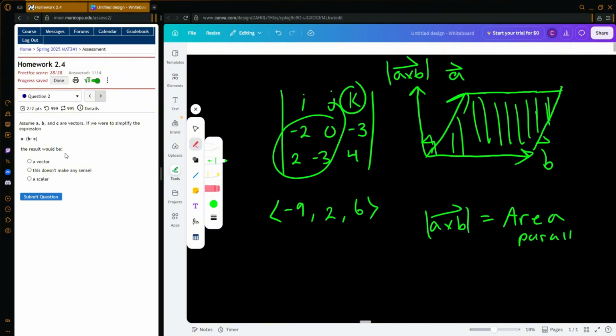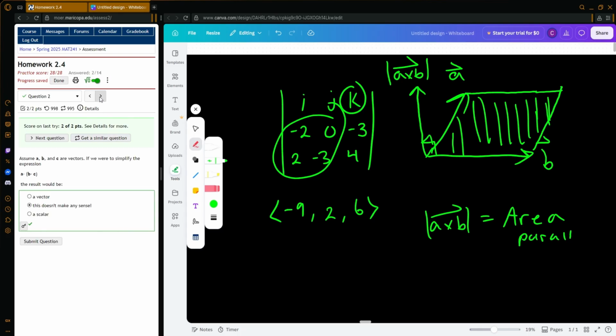Okay, now we're talking about what is a vector, what is a scalar, what makes sense and what doesn't make sense. When you do the dot product, that spits out a number. So A dotted with a number doesn't make sense, because A has to be dotted with a vector. The result of this would have to be a vector for A dot to make sense. So this doesn't make sense, because you can't do A dot a scalar. You have to do the vector A dotted with another vector.